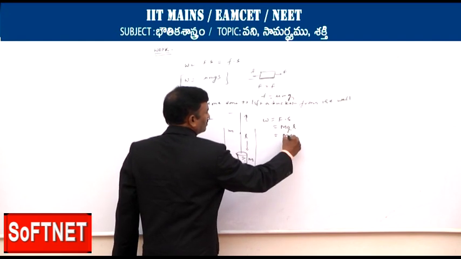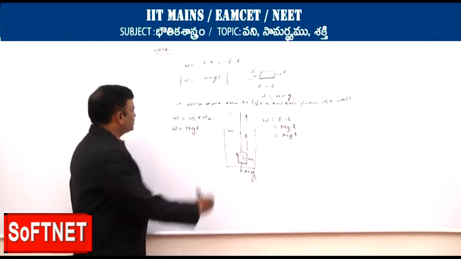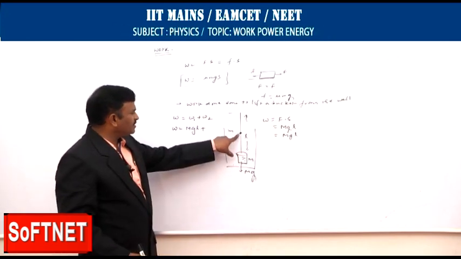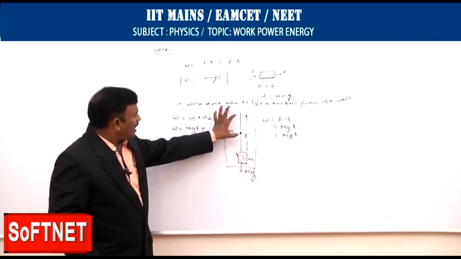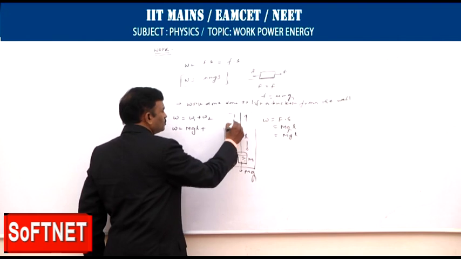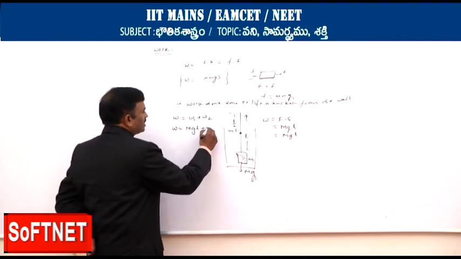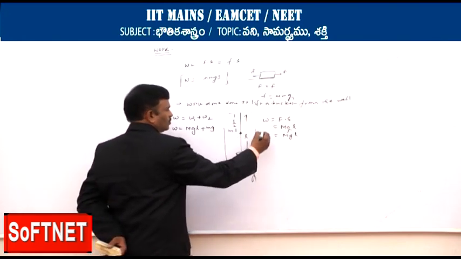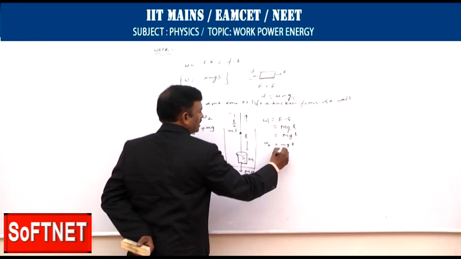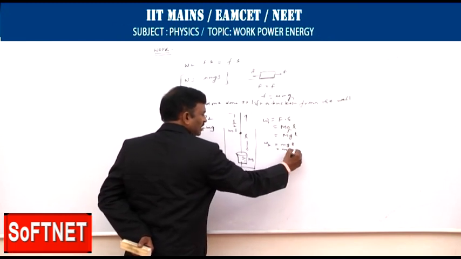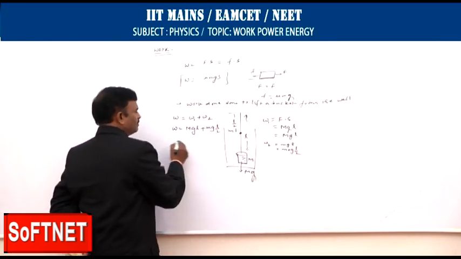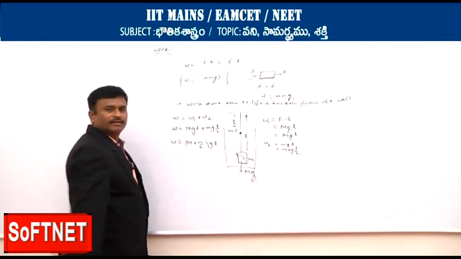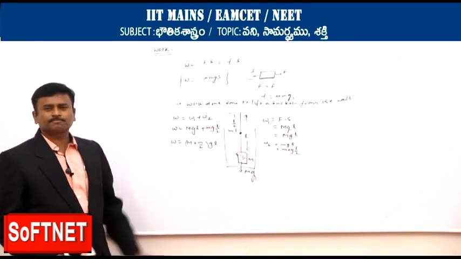So MgL, the work done by the bucket, is MgL, plus the work done to pull the thread. The thread's center of mass is here. Even though the total length is L, only half of the length is being pulled, so it is L by 2. So the work done W2 is m into g into L by 2, that is mgL by 2. Finally, W is equal to M plus m by 2, into g into L. This is the work done to lift the bucket.